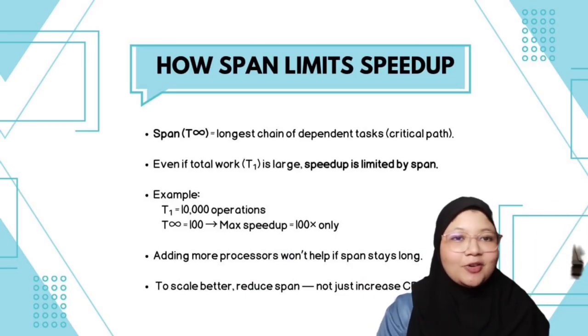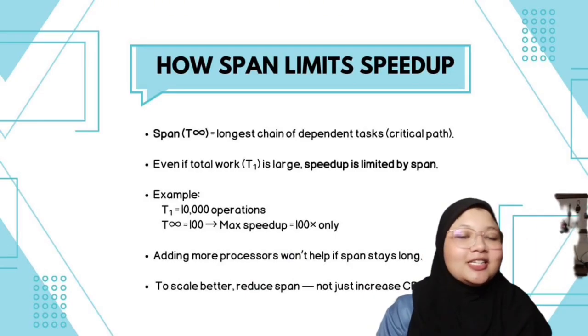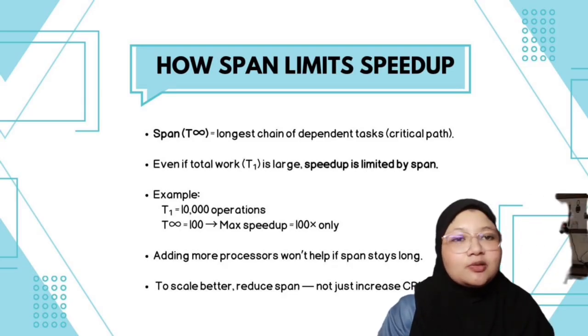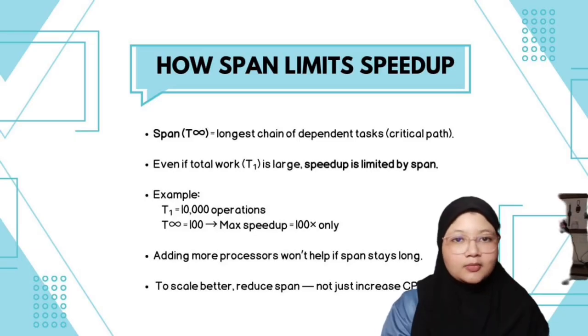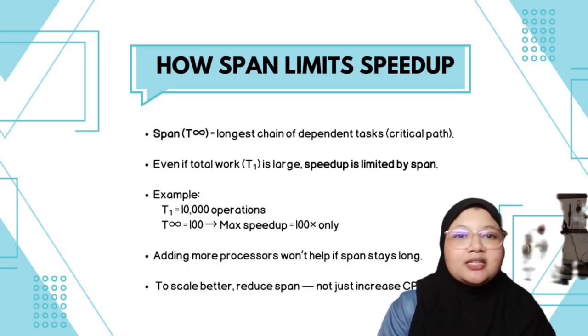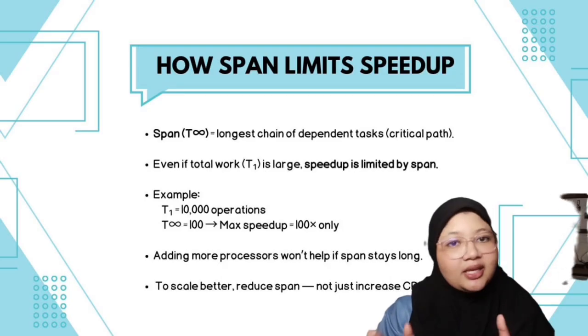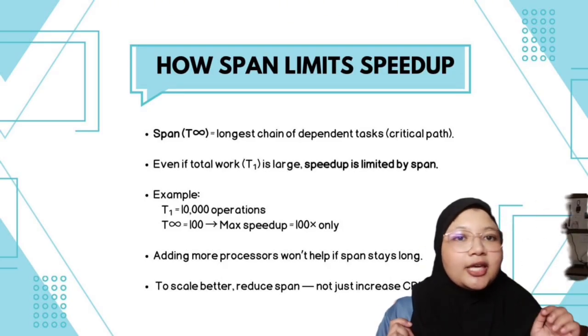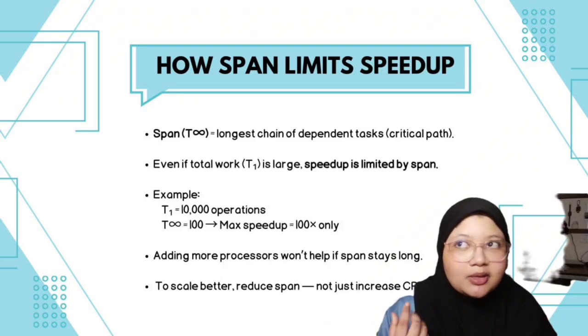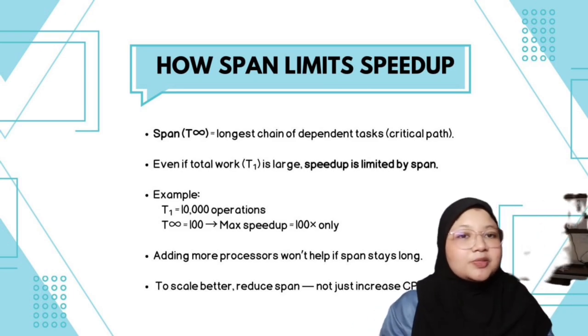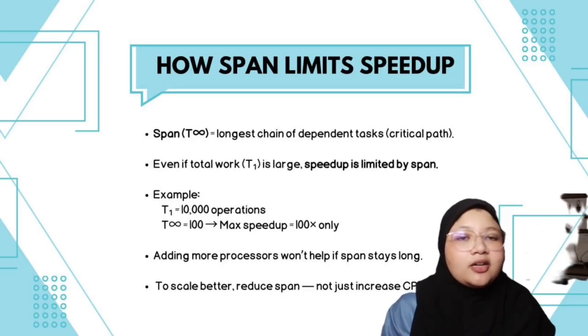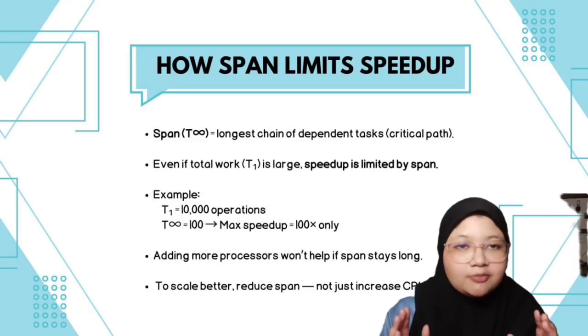That's why, in parallel algorithm design, it is not enough to focus only on doing more work in parallel. We must also focus on reducing the span. By reducing the dependency between tasks and making the critical path shorter, we can increase the actual performance and make better use of multiple processors. To summarize, span is a key factor that sets the limit for how fast our algorithm can run in parallel. Managing it well is essential for real speedup improvement.